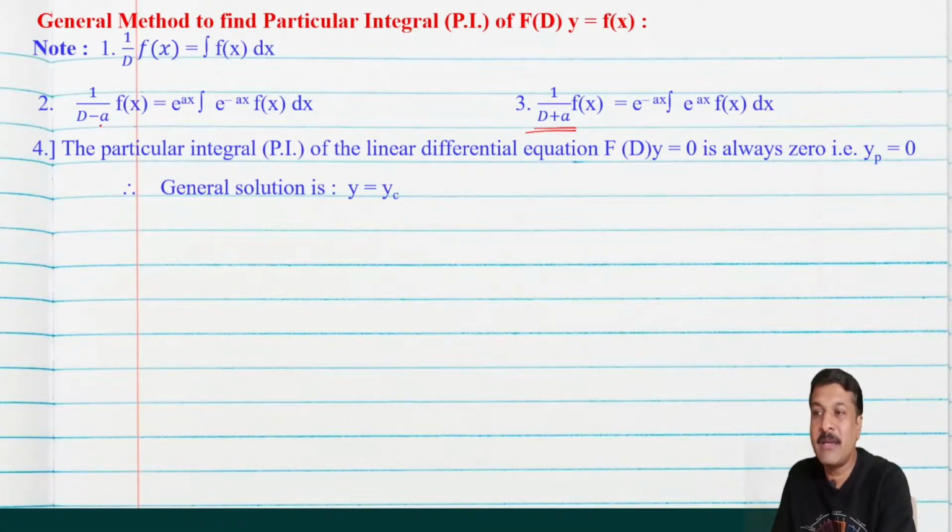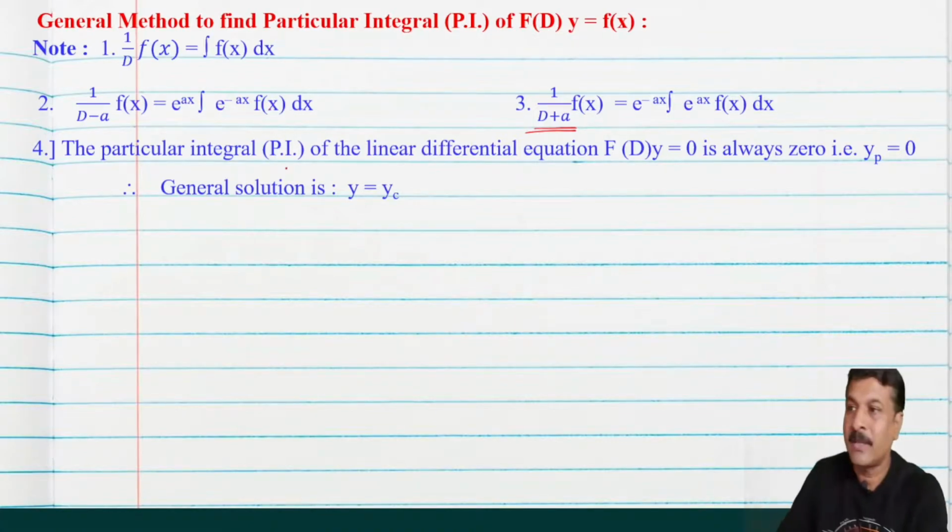So 1 upon D minus a operating on f of x equal to e raised to ax times the integration of e raised to minus ax f of x dx. And 1 upon D plus a operating on f of x equal to e raised to minus ax times the integration of e raised to ax f of x dx.